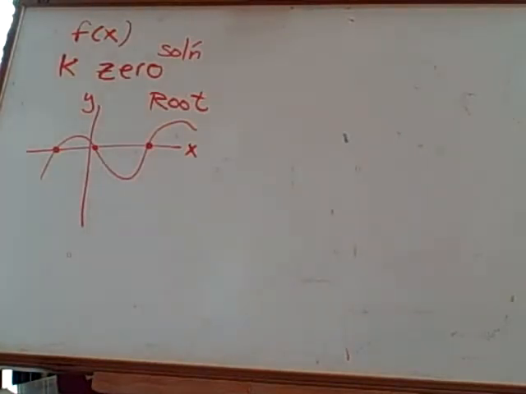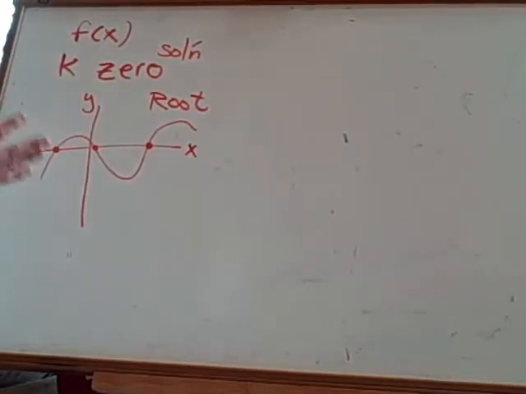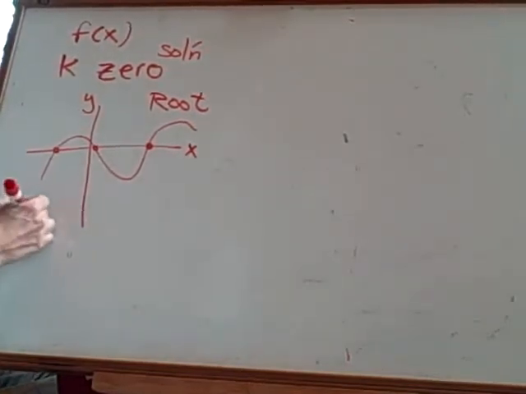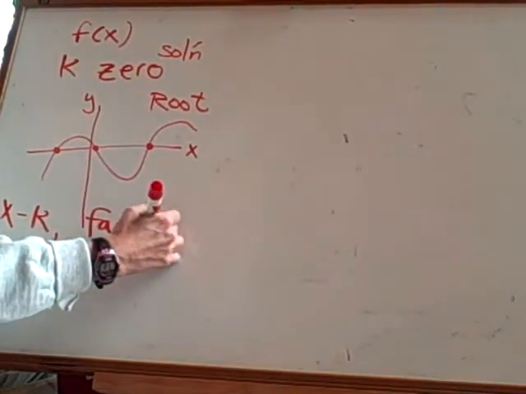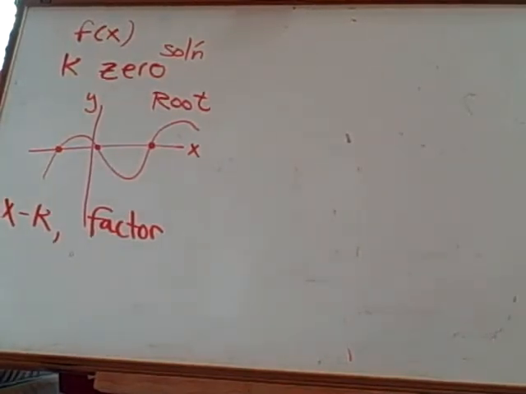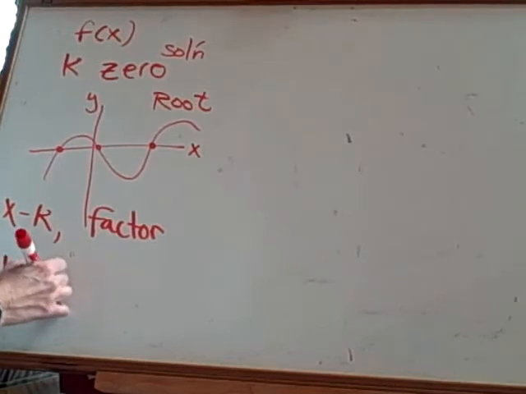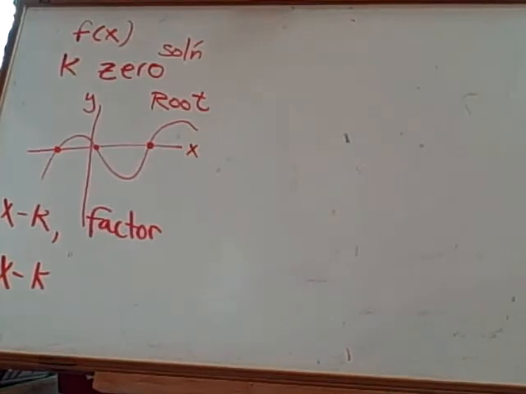Solution, zero, and root. If k is actually a solution or a zero or a root, then you know that x minus k is a what? It is a factor. Factor, exactly. That's what we were talking about. It's a factor of f of x. When f of x is divided by x minus k, the remainder is 0. That makes total sense now, doesn't it?